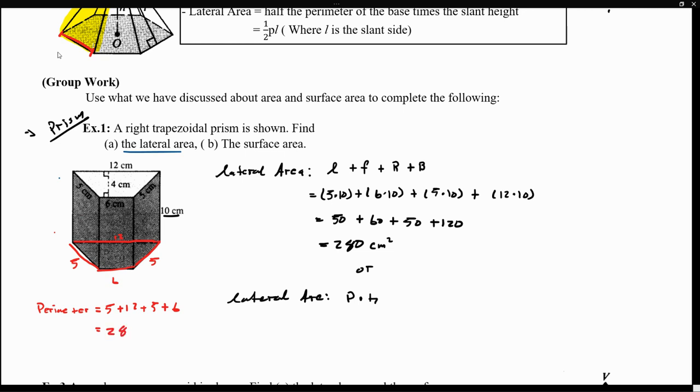So therefore, the lateral area is equivalent to 28 times the height, where the height is 10. And notice that whichever way we wanted to find that, we're still going to get the same conclusion. So you decide how you want to do it. You can just add up the sides, or you can just do perimeter times the height. So now we know that the lateral area is 280 centimeters squared.